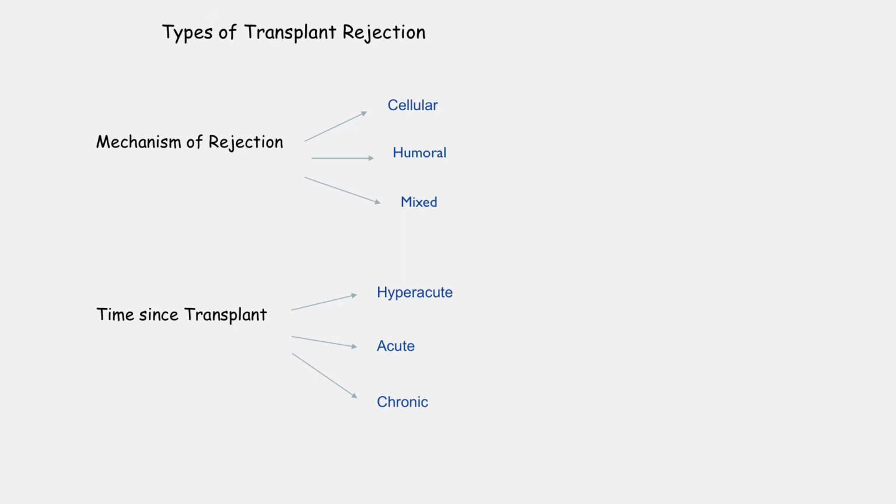In diagnosis of transplant rejection, we actually combine both these parameters. So acute rejection can be either acute cellular rejection or acute antibody mediated rejection. Similarly, chronic rejection can also be either chronic cellular rejection or chronic humoral rejection, while hyperacute rejection is only antibody mediated rejection.